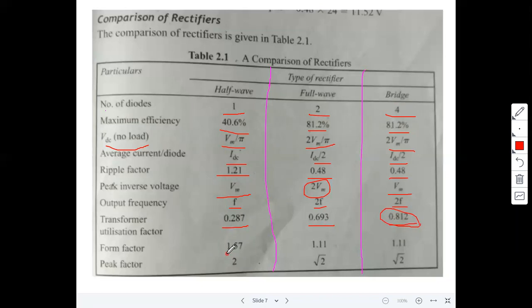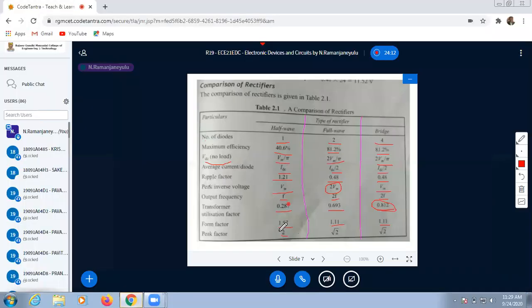Now the form factor is 1.57, which indicates it contains some ripples. For a pure sine wave it is 1.11. The peak factor is equal to 2 here, whereas here the peak value reduces to root 2 only. These are the comparisons of rectifier circuits, right? How many are there here? Six are there, right?